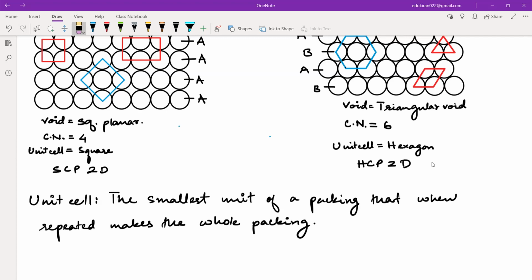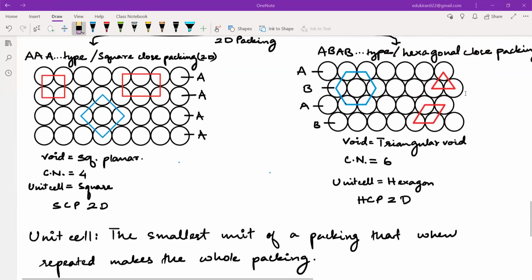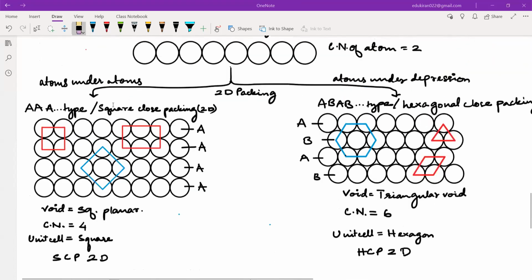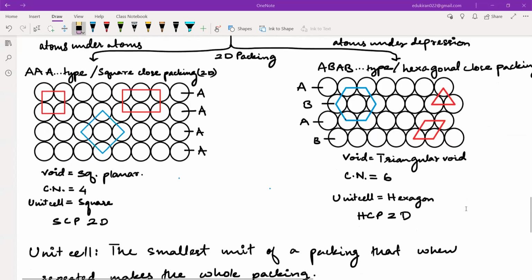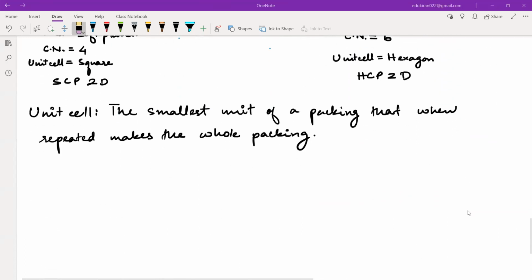Here we have square close packing, and hence this is a square unit cell, and this unit cell is a hexagon. Now, if I want to ask which is better, since we have two different cases and two different options, which is going to be better? We have a concept for that, which is known as packing efficiency. How efficiently are these atoms packed? That is packing efficiency.